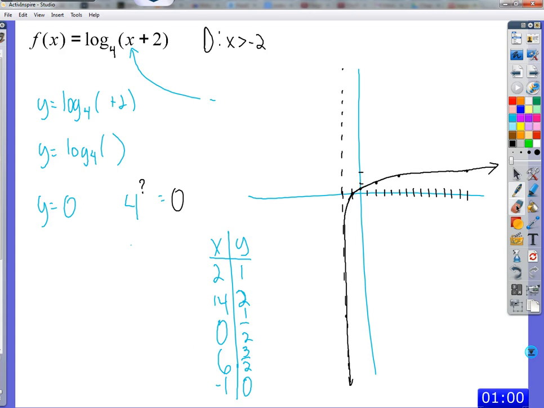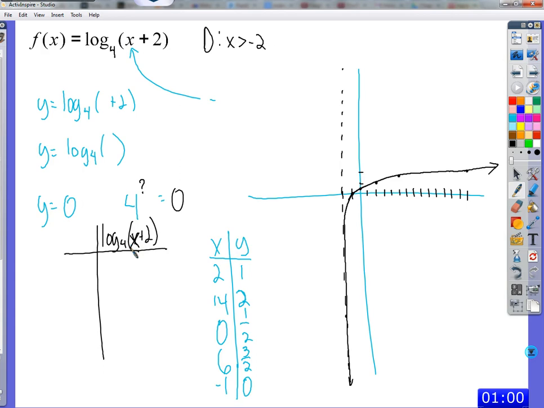Graph of a logarithmic function. If we look at my table that I like to draw, it's going to help us understand why we get this shift to the left 2. It's exactly the same graph as log base 4 of x, but it's moved to the left 2. Why is that?